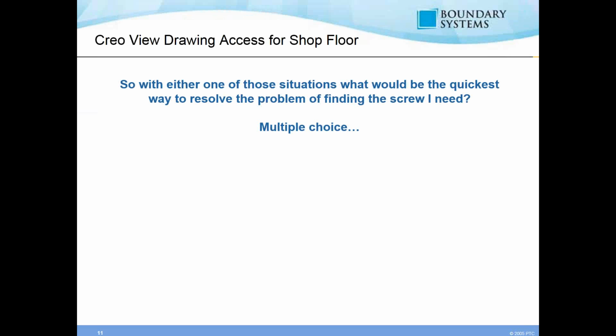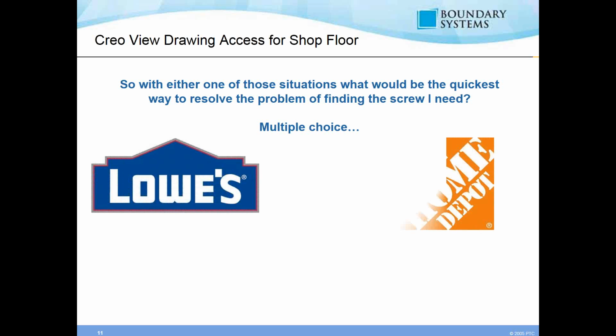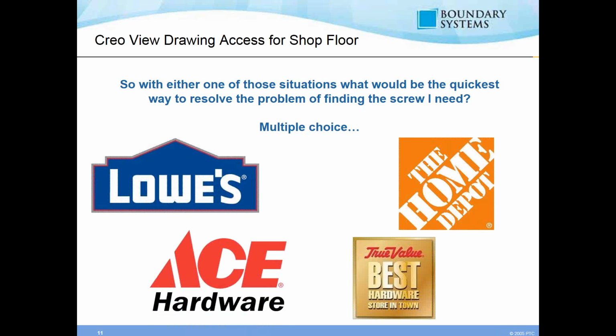So, with either one of those solutions, what will be the easiest or quickest way to go in and resolve that? We can look through everything and try to find that screw. Now, for this, there's multiple choices that I'm going to give you. You can go to Lowe's and buy the screw. You can go to Home Depot and find the screw. You can go to Ace Hardware. You can even go to your local True Value store and go find it.